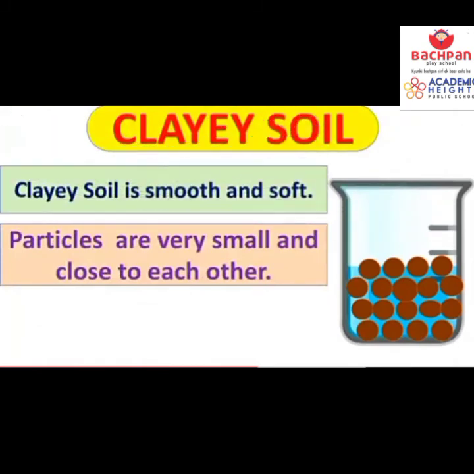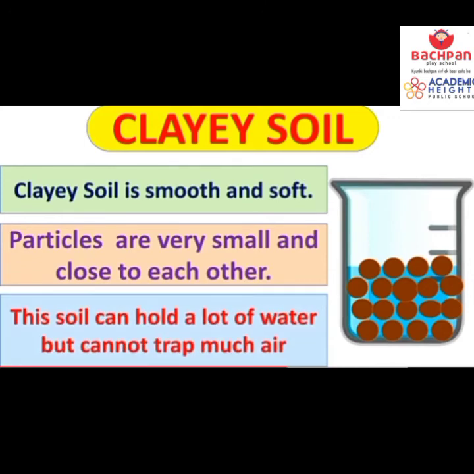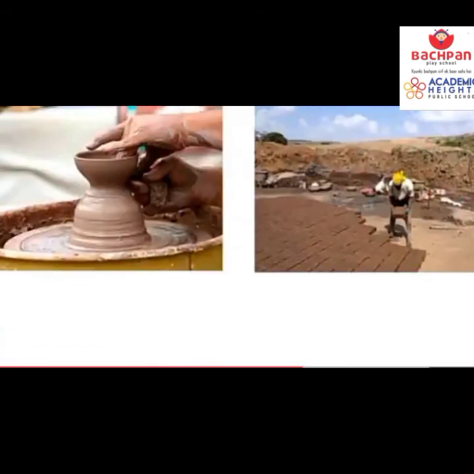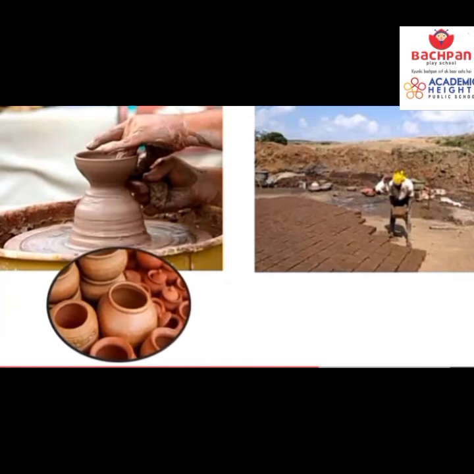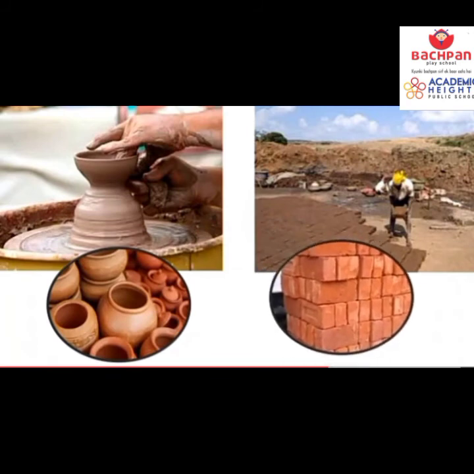Now we talk about the clayey soil. It is smooth and soft. Particles are very small and closely knit or close to each other. But you should remember one particular point. That is what? The soil can hold a lot of water but cannot trap much air in it. जब ये बहुत सारा water hold करते हैं ना, they become sticky. इसीलिए तो हम क्लेई सॉइल को ब्रिक्स बनाने में और पॉटरी के लिए यूज़ करते हैं, for making the earthen pots, right? It's very helpful.